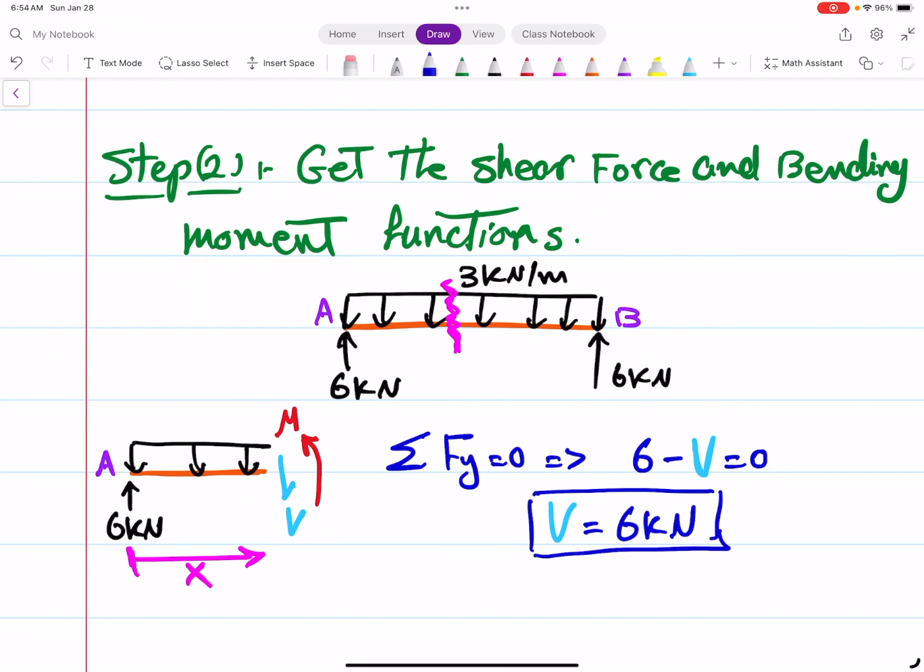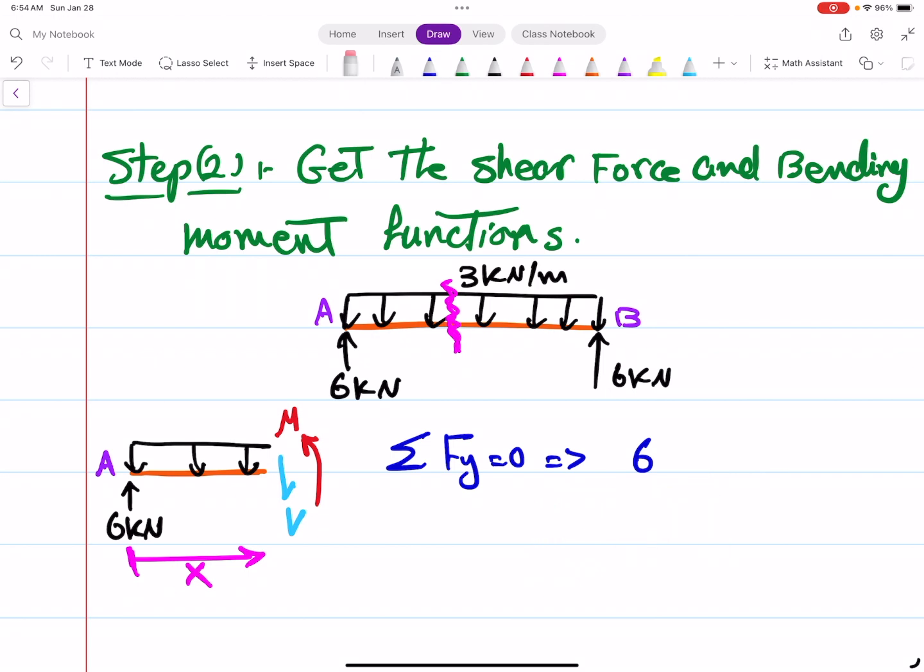We forgot to add the distributed load. Wait, so this is not right. So we have the 6 kilonewton pointing upward, and we have the distributed load, which is 3 kilonewton per meter, pointing downward, that means 6 minus 3 times how much is the length? Is X, right?